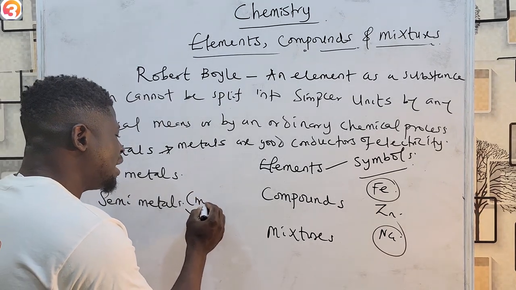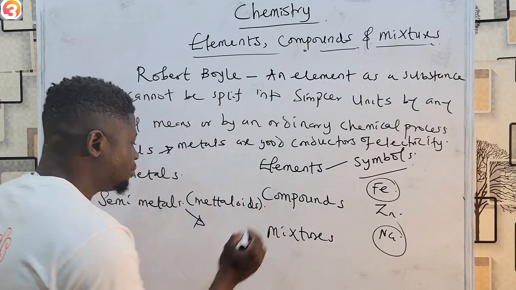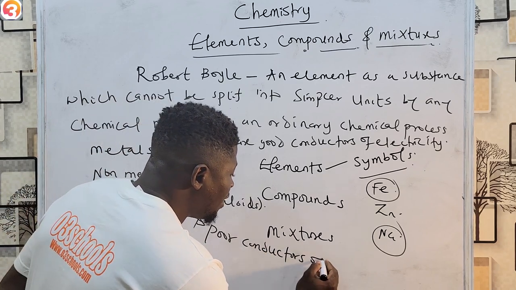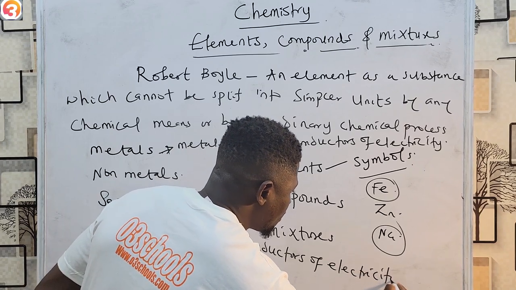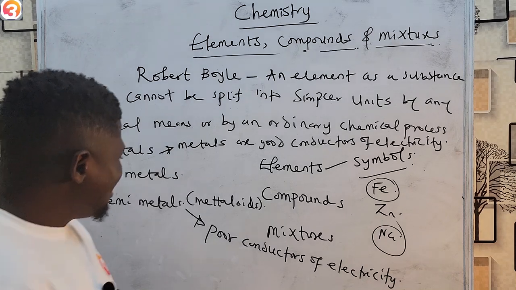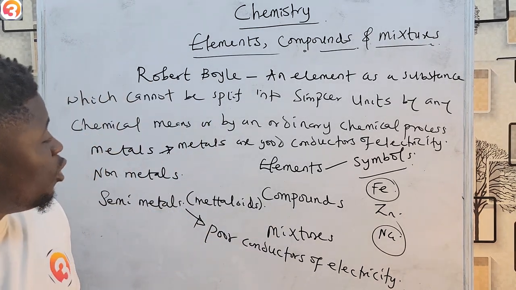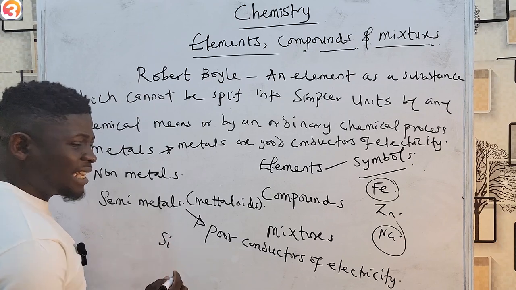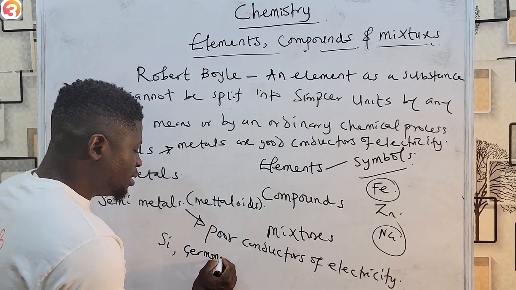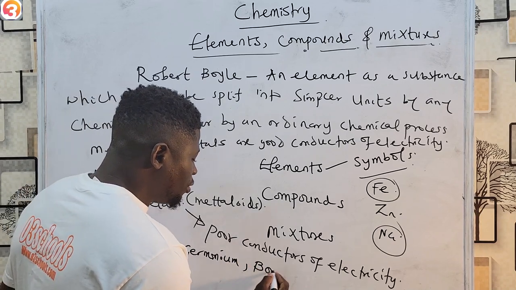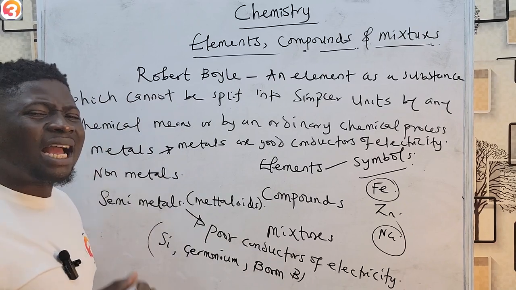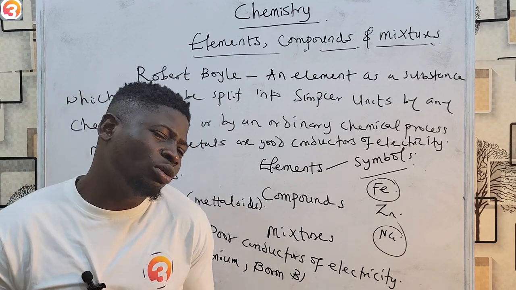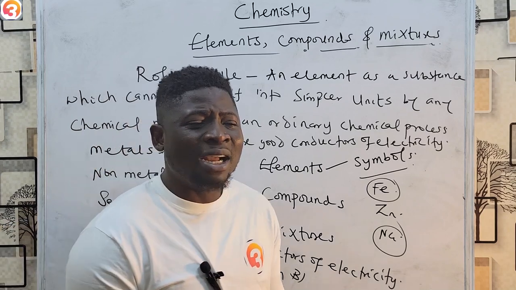Semi-metals are also called metalloids. Semi-metals are poor conductors of electricity. Metalloids or semi-metals are poor conductors of what? Of electricity. Examples of semi-metals include silicon, Si, germanium, Ge, and of course boron, B. These are all examples of metalloids. They are poor conductors of electricity. So it's not as if they don't conduct, but they conduct very poorly.